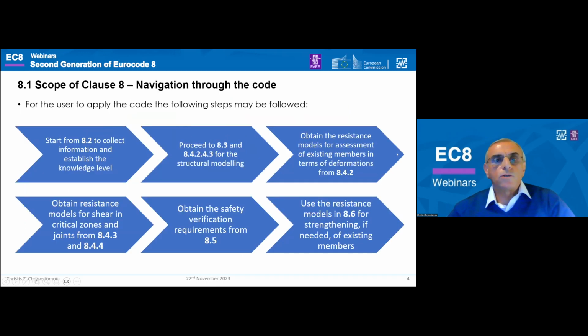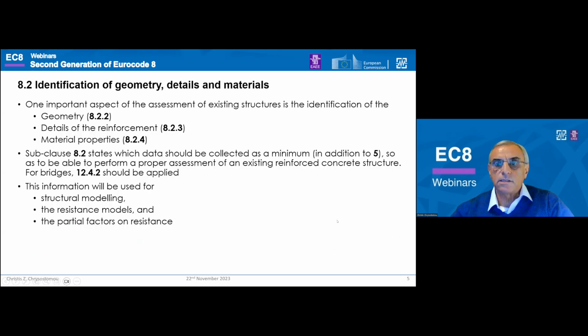For the user to apply the code, the following steps may be followed. First, start from 8.2 to collect information and establish the knowledge level, then proceed to 8.3 and 8.4243 for the structural modeling. Obtain the resistance models for assessment of existing members in terms of deformation from 8.42, obtain resistance models for shear in critical zones and joints from 8.43 and 8.44, and obtain the safety verification requirements from 8.5. In case strengthening is needed, then the models in 8.6 may be used.